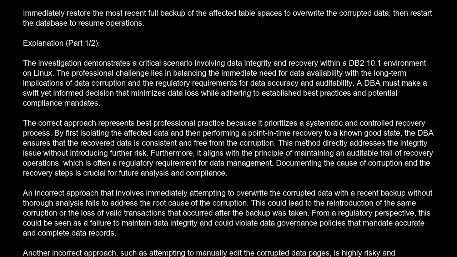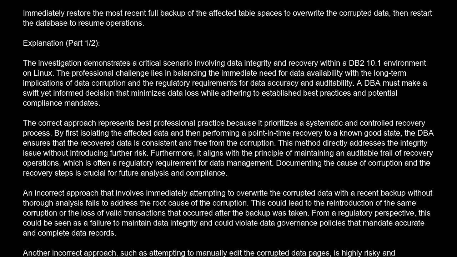The investigation demonstrates a critical scenario involving data integrity and recovery within a DB2 environment on Linux. The professional challenge lies in balancing the immediate need for data availability with the long-term implications of data corruption and the regulatory requirements for data accuracy and auditability. A DBA must make a swift yet informed decision that minimizes data loss while adhering to established best practices and potential compliance mandates. The correct approach represents best professional practice because it prioritizes a systematic and controlled recovery process.